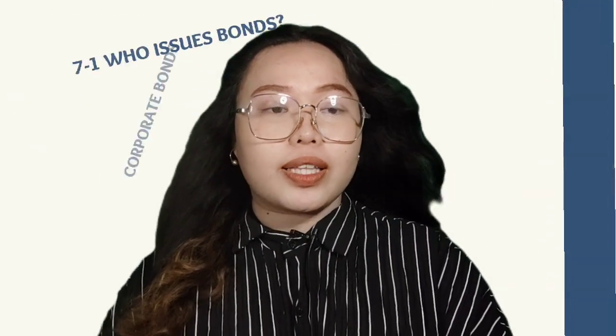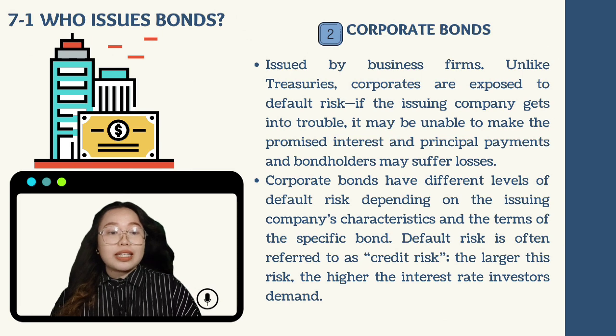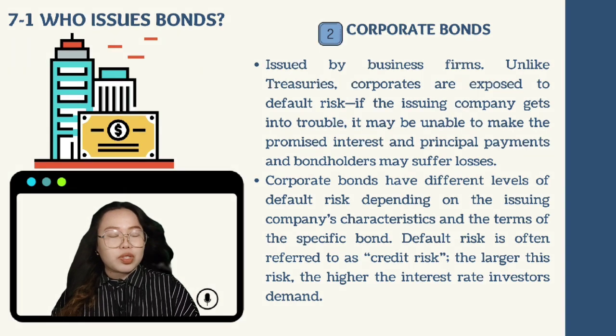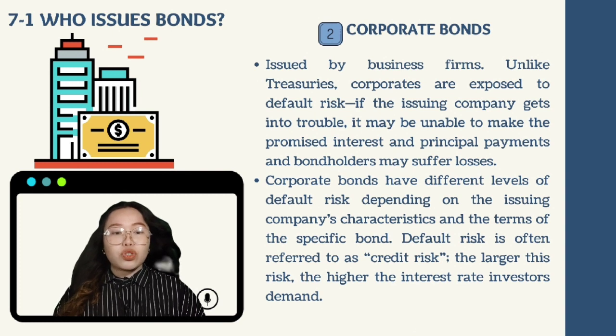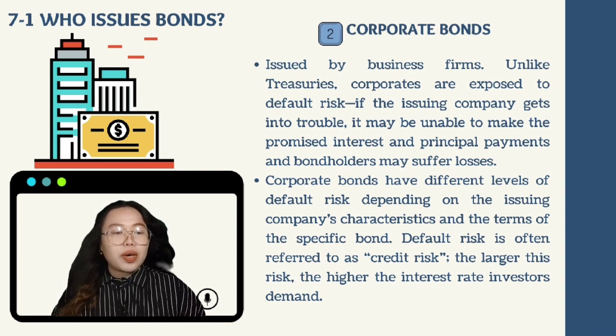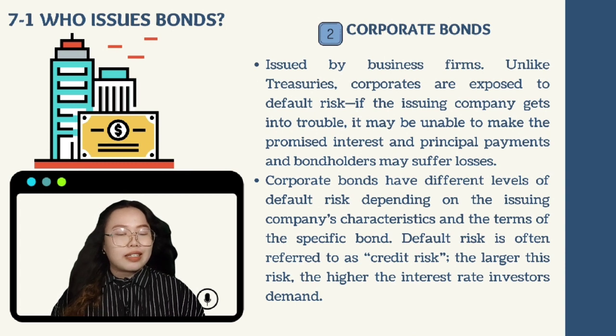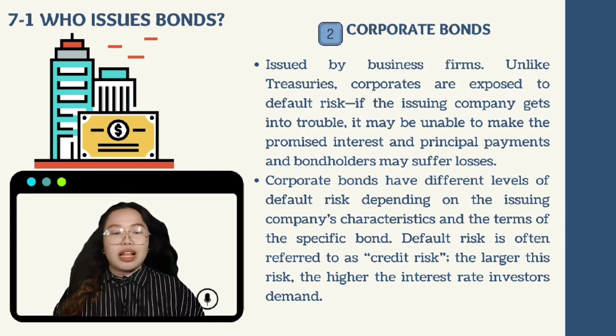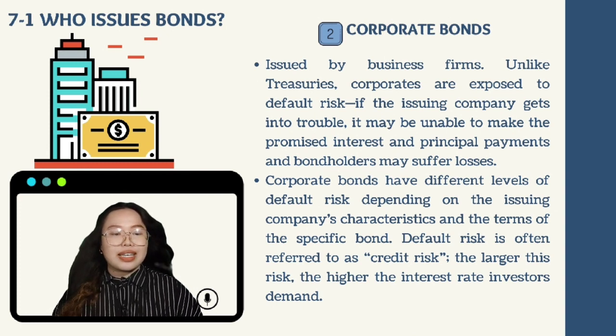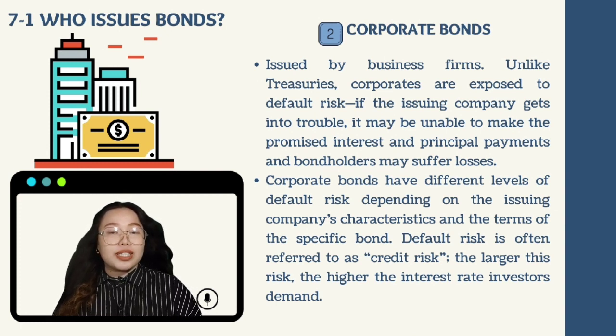Now let's go to the second one, which is the corporate bonds. Corporate bonds are issued by business firms. Unlike the treasuries, corporate bonds are exposed to default risk. If the issuing company gets into trouble, it may be unable to make the promised interest and principal payments, and bondholders may suffer losses. Corporate bonds have different levels of default risk depending on the issuing company's characteristics and the term of the specific bond.